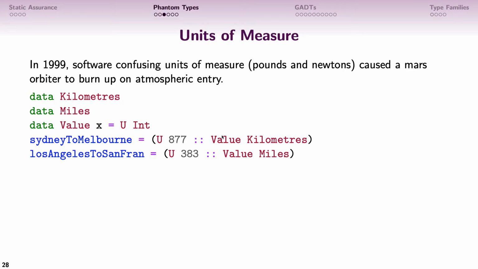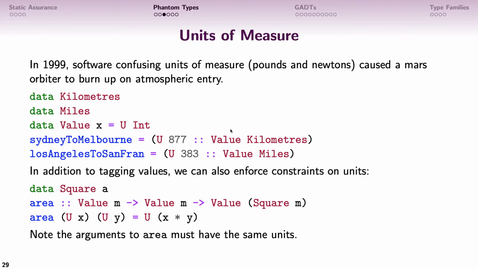In the type level, I've said that this value is in kilometers, and here this value is in miles. And once again, I've got two empty types to denote the tags that I'm going to use for my values here. So what's the use of this? Well, not only can we tell from the type system what unit a value is in, which is useful in itself, we can also impose constraints by carefully writing our types.